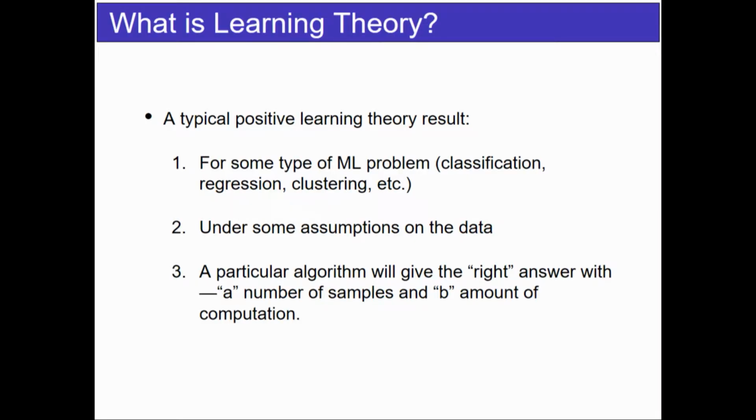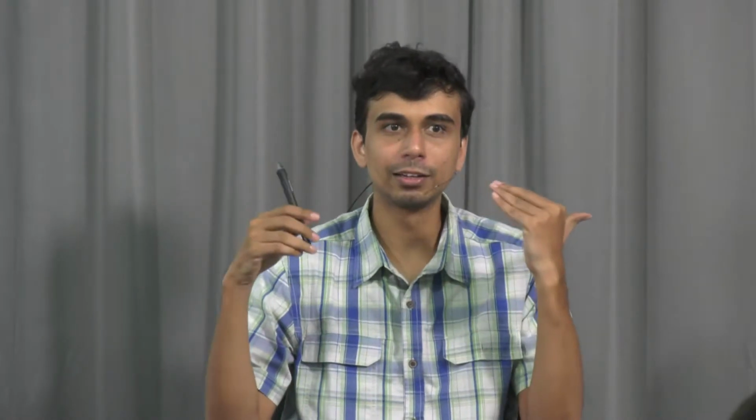So a typical positive learning theory result would be something like this. It would say for some type of ML problem, say classification, under some assumptions on the data, for example, you can always get a weak classifier with 0.5 plus gamma accuracy. That's kind of an assumption. And a particular algorithm will give the right answer. So AdaBoost will give me the right answer, meaning the 100% accuracy with A amount of samples and B amount of computation. So this would be a typical learning theory result. I mean, just because you have a couple of equations does not make it a valid theory. So you have to make the assumptions under which it holds.